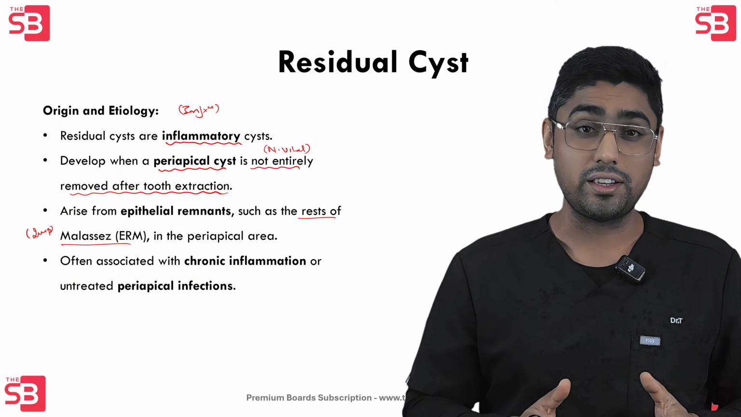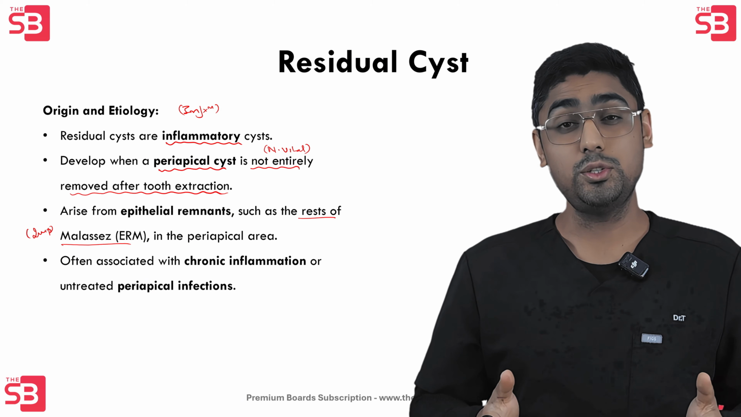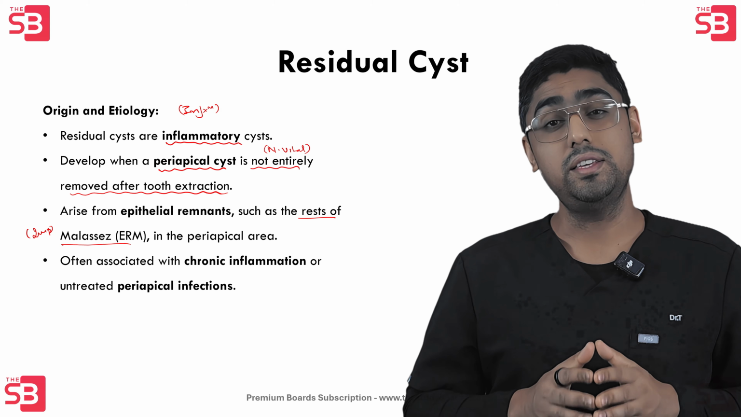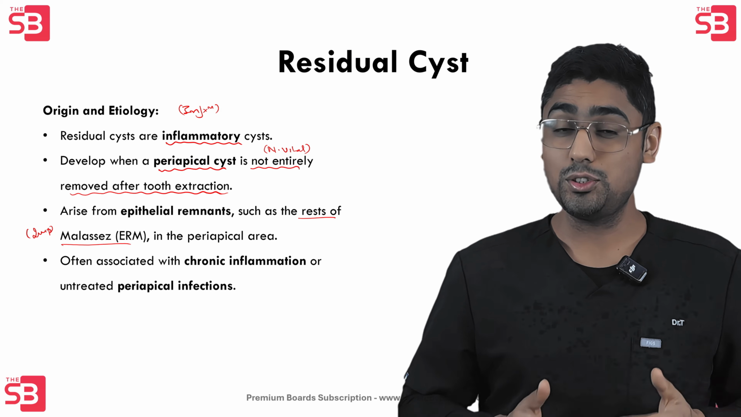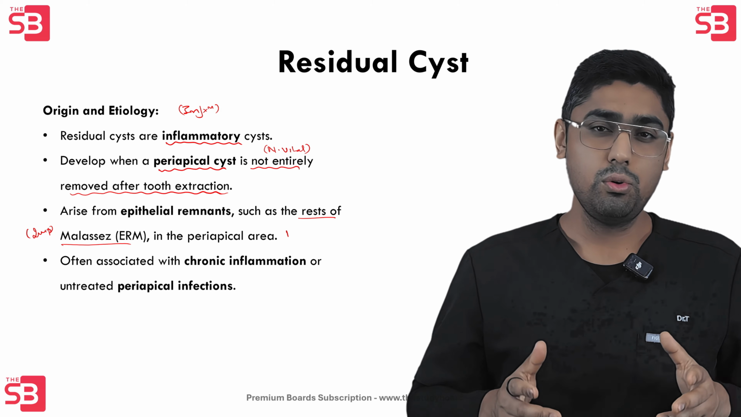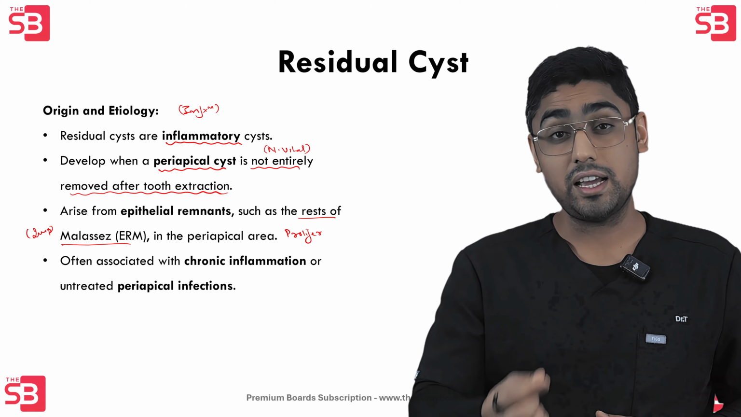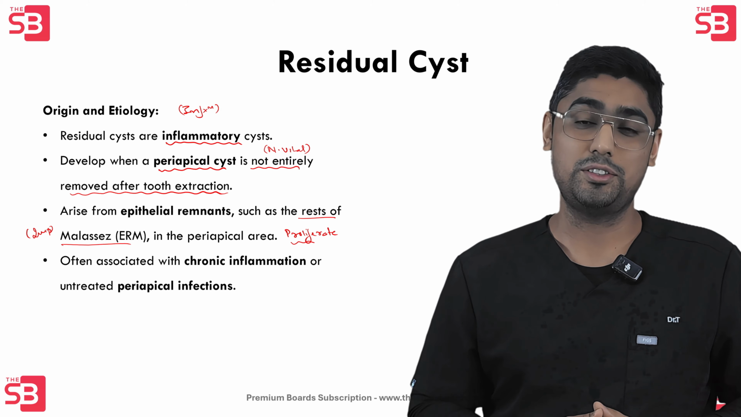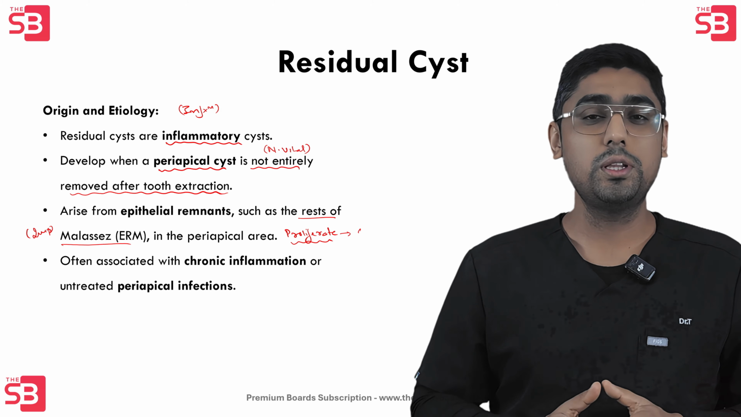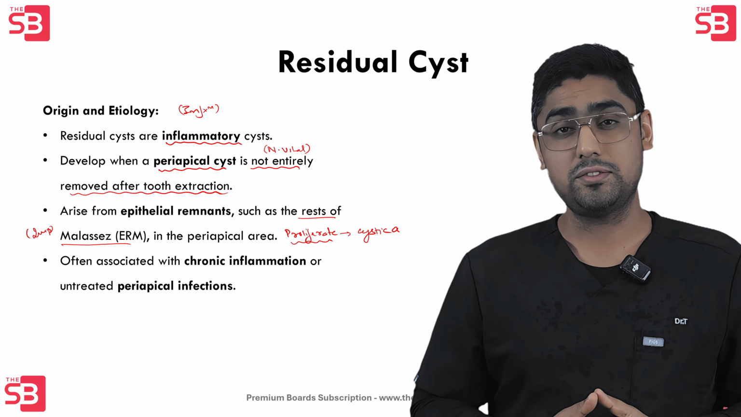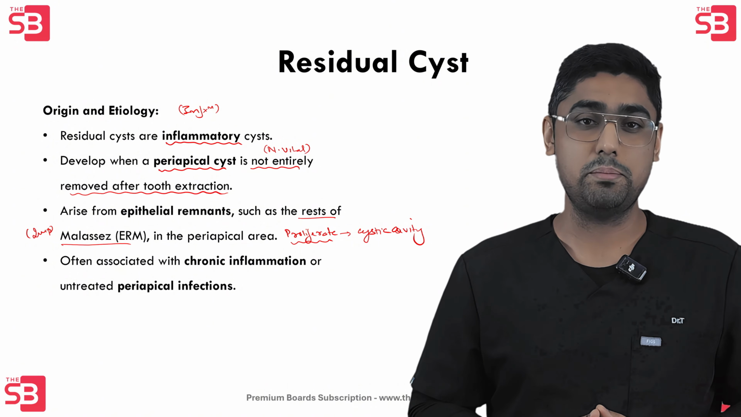And under chronic inflammation or residual periapical infection, these epithelial cells actually begin to proliferate. Now over time, that proliferation leads to the development of a new cystic cavity. That's what's called a residual cyst. Now let's walk through the pathogenesis of residual cyst, which is very similar to that of periapical cyst.